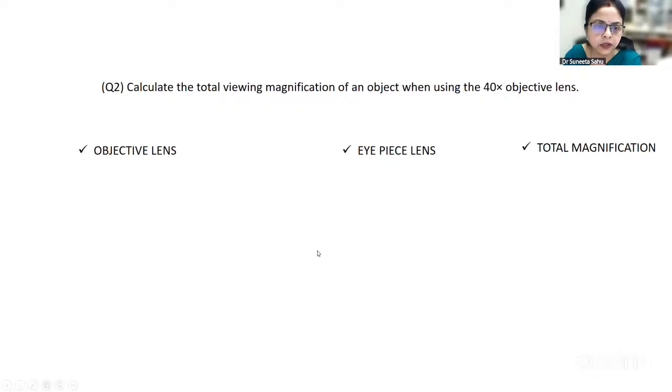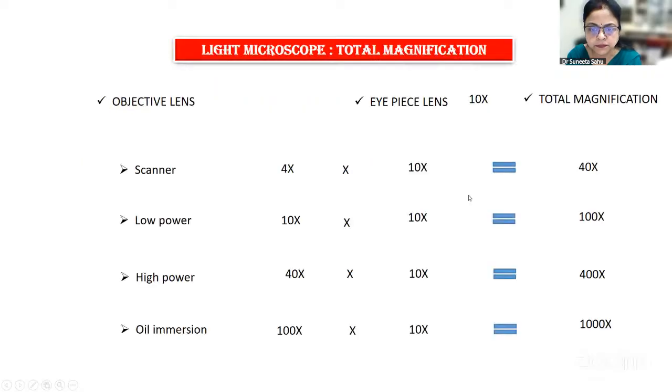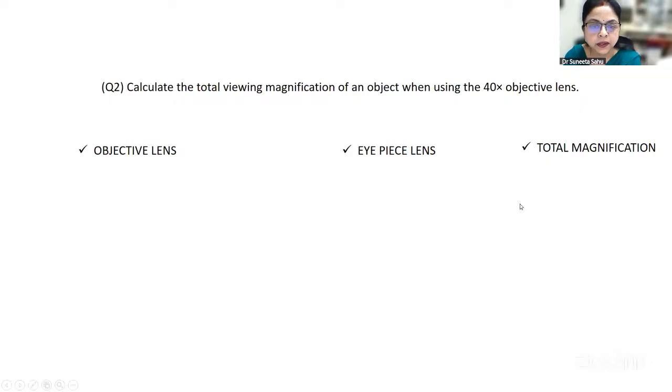Now, to calculate the total viewing magnification of an object when we use a 40x objective lens, I have posed this as a small question for the students who are attending today. Can anybody calculate if we use a 40x objective lens, what will be the total magnification? Those people who are attending can write it in the chat box. Okay. So to calculate it, since it is a 40x objective lens, that is high power, eyepiece is 10x, so total magnification will be 400 times.